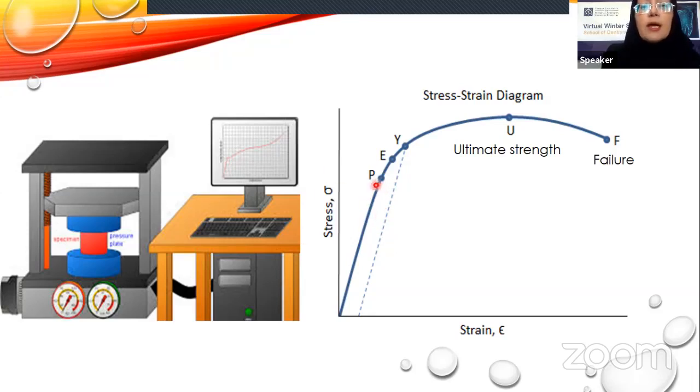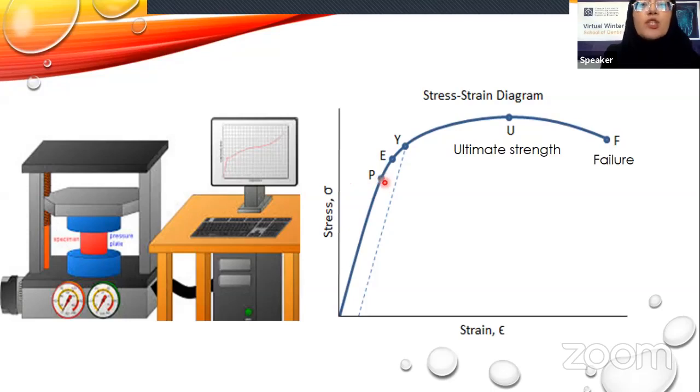The first point is the proportional limit point. We set up the test design, and here you can see a compressive strain test. The data goes to the software, and finally we get this curve. In this curve, we can get much data about the nature and the properties of that material. For example, we can know the nature of the material: is it a brittle material or a ductile material, and the strength of that material.